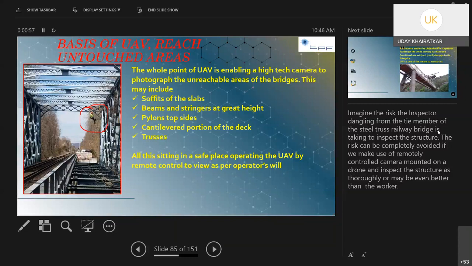The whole point of UAV is enabling a high-tech camera to photograph the unreachable areas of the bridge. This may include the soffit of the slab, beams and stringers at great heights, pylons, even the cable-stayed bridges with very high pylons, so that we can even inspect those pylons. Cantilever portions of the deck also can be observed, trusses can be observed. All these sitting in a safe place. We don't have to physically go on top of a bridge or on top of a pylon to see what is the state of the pylon.